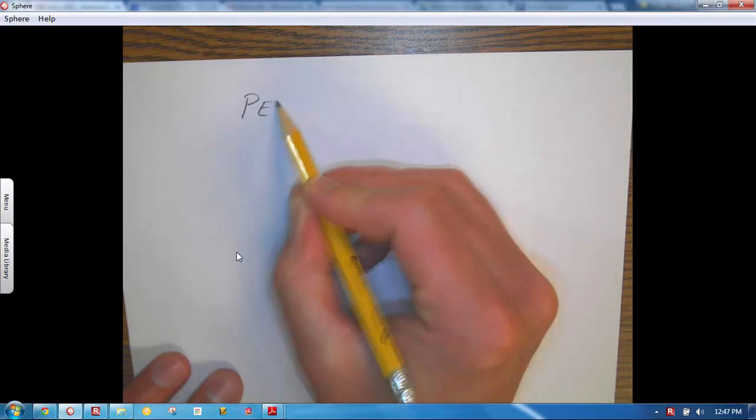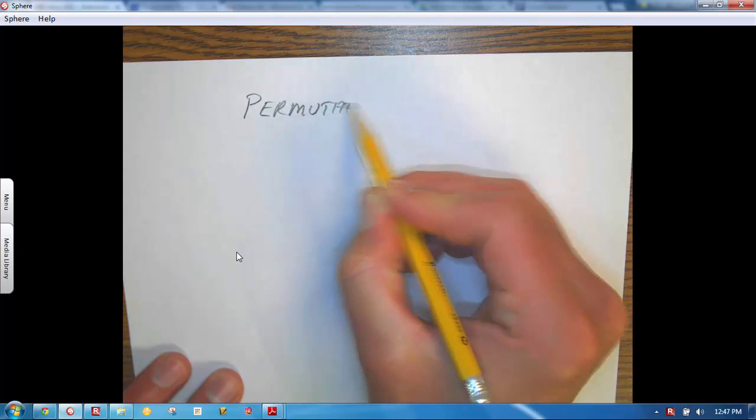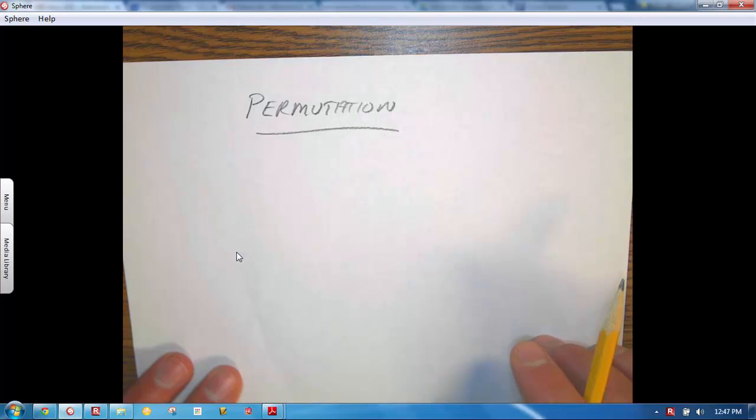Today we're going to do a video on permutations and combinations. Remember, a permutation is used to arrange objects when the order is important. Okay, so we talked about first place finishes, second place finishes, that kind of thing. Electing school officials, president, vice president, that kind of stuff.